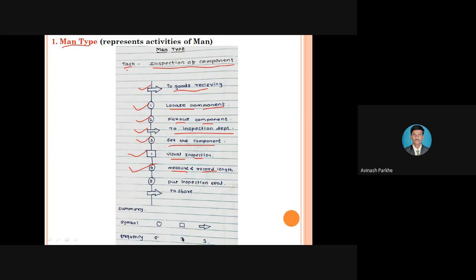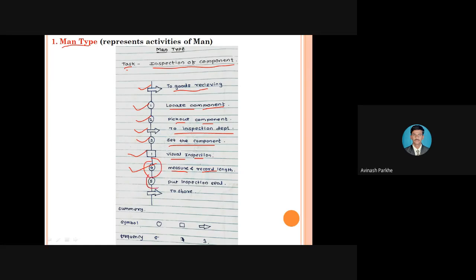That means he will see the components from all the directions. That means once the component is located for the inspection purpose, that operator or that particular man, he will see that particular component from all the directions. Maybe he will see from the top, he will see from the bottom, he will see from the right side, he will see from the left side. So all that particular visual operation will be taking place in this particular rectangle symbol. And after that he will take some of the measuring equipments, maybe vernier, maybe he will take some gauges, maybe some scales, and that measuring and recording length, it will be taking place in this particular operation number 4.